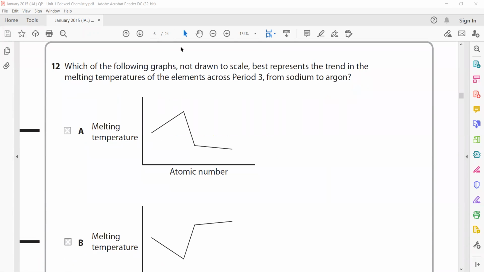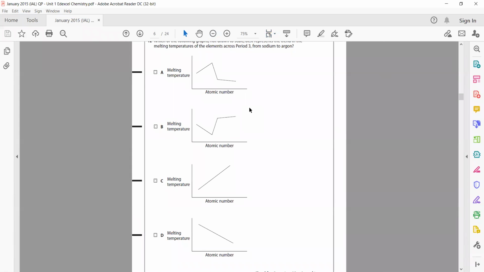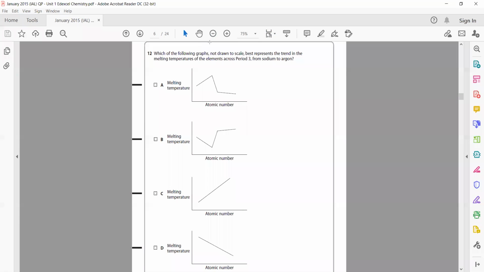Which of the following graphs, not drawn to scale, best represents the melting point across the period? So basically what happened for the first 4 elements in the period, it increases because of groups 1, 2, 3, and then group 4 is there, which is a long chain compound, with catenation, due to more giant structure. Then groups 5, 6, 7 have simple structures, so it matches with option A. The melting point increases for the first 4 in the period and then it decreases.